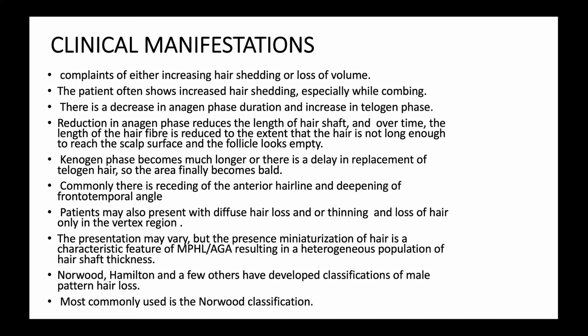Norwood and Hamilton and a few others have developed classifications of male pattern hair loss. Most commonly followed is Norwood. This is what you can see. There is a deepening of the frontotemporal area. There is thinning. You can say some hair looks like adult hair, some hair looks thinned out. So this is the heterogeneous population, deepening, receding of the anterior hairline. This is a classical example of AGA. Now it was like this, and it receded to this.